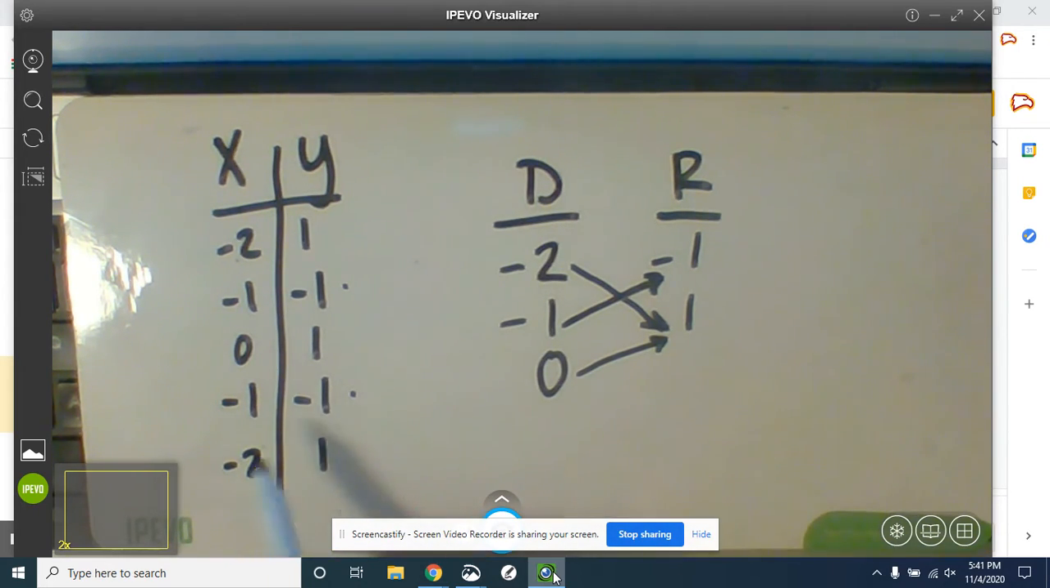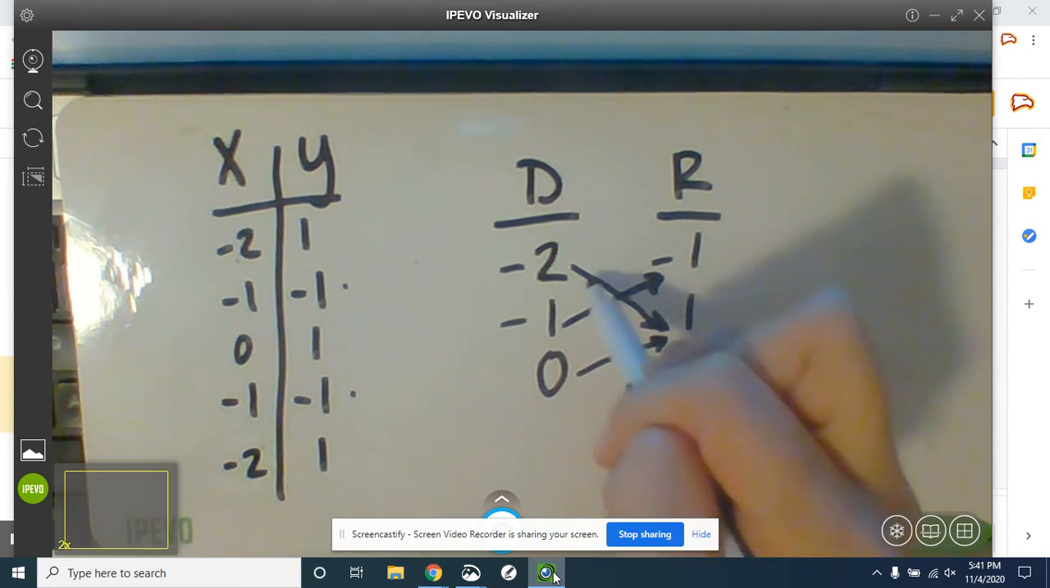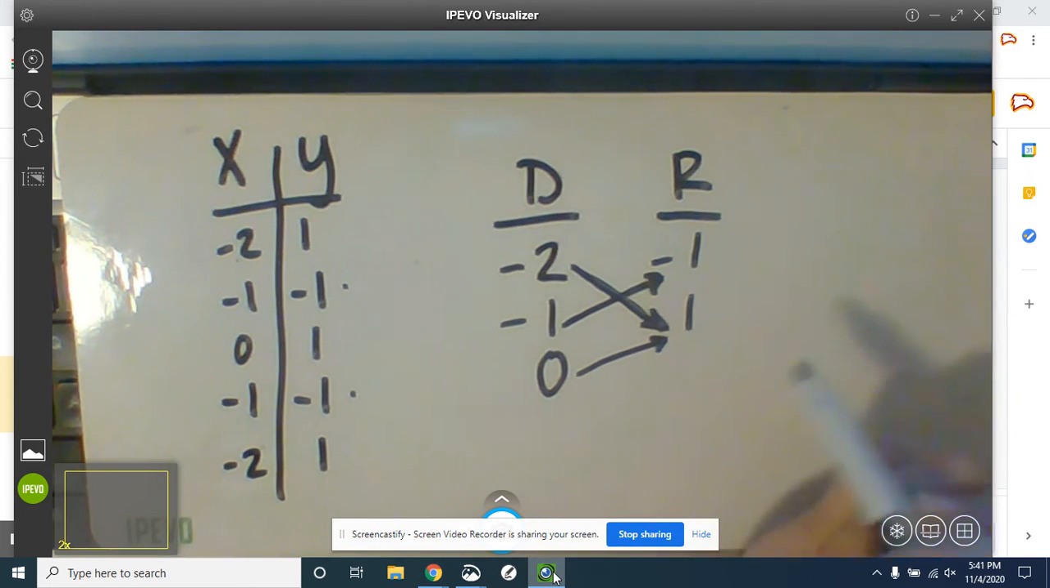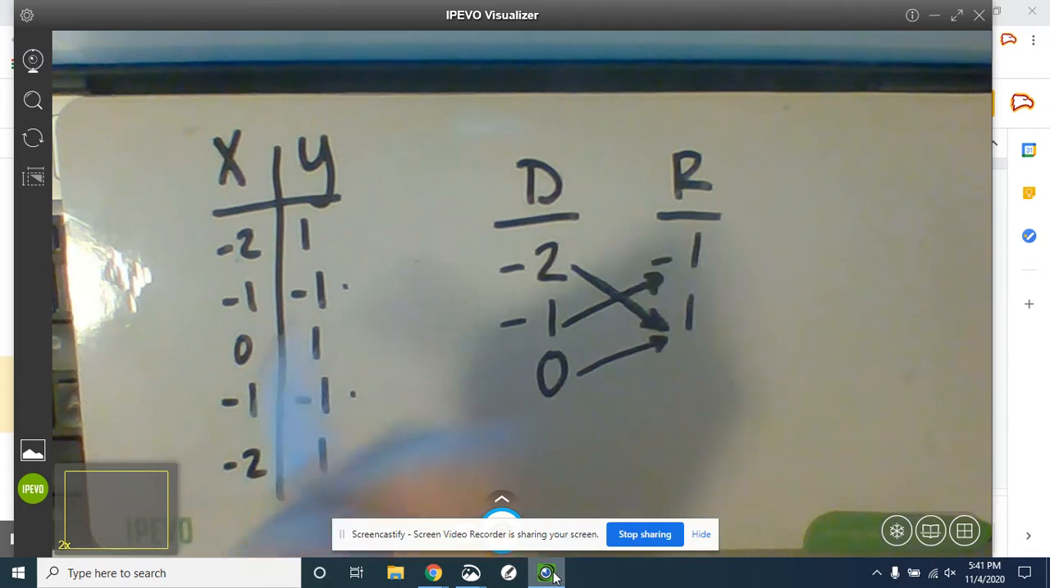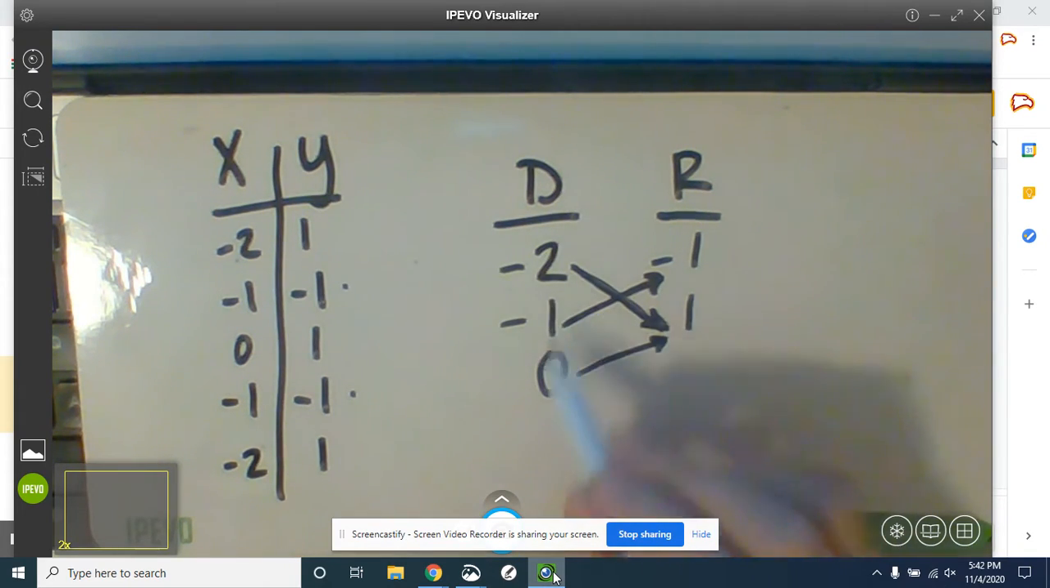Anyways, and then -2 needs to point at 1. Once again, that one was already there. So really, those are just repeats in the table. So since each input's only paired with one output, this would be a function.